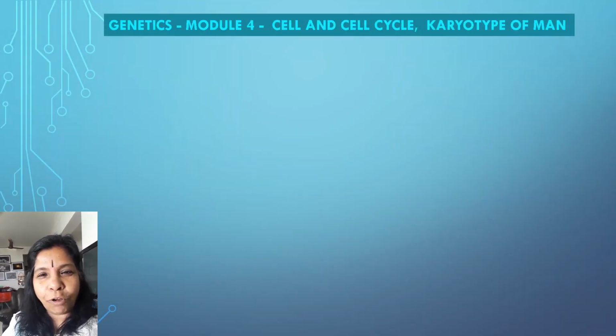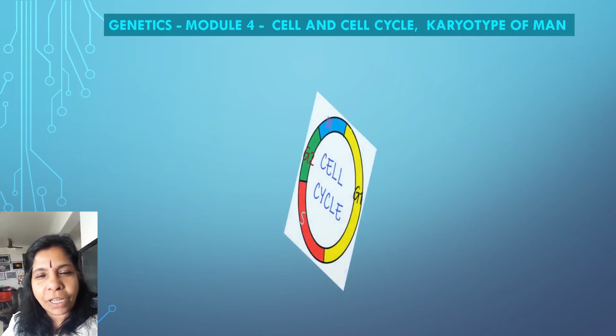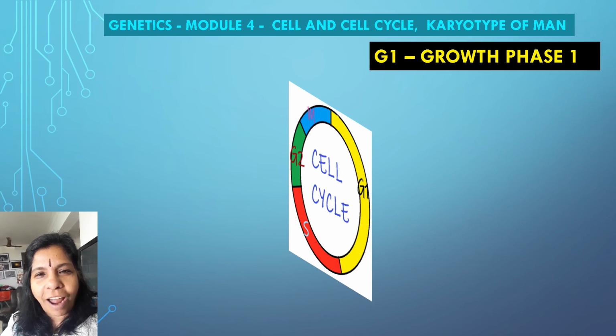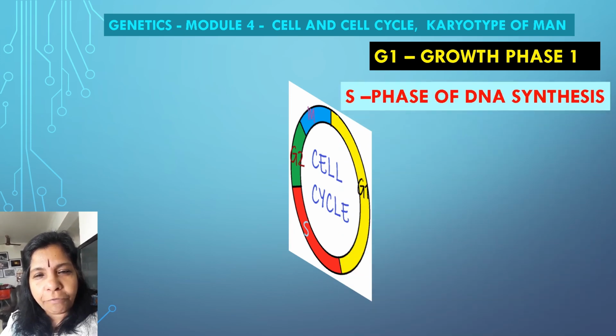We are coming to the fourth module under genetics. Living organisms have a life cycle. When they are born, they grow, they develop, and then they die. The same way, any cell which is born after a cell division goes through a life cycle which is called the cell cycle. It will grow, it will develop, it will perform certain functions, and then it will perish. So, in this module, it is all about the cell cycle.